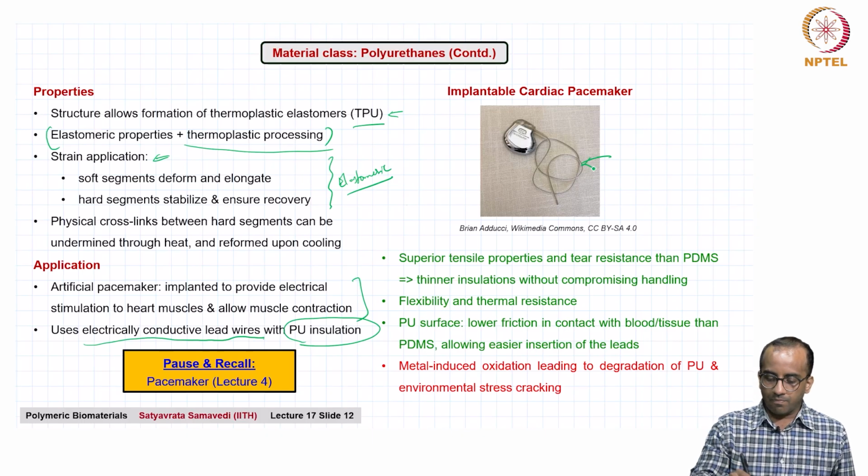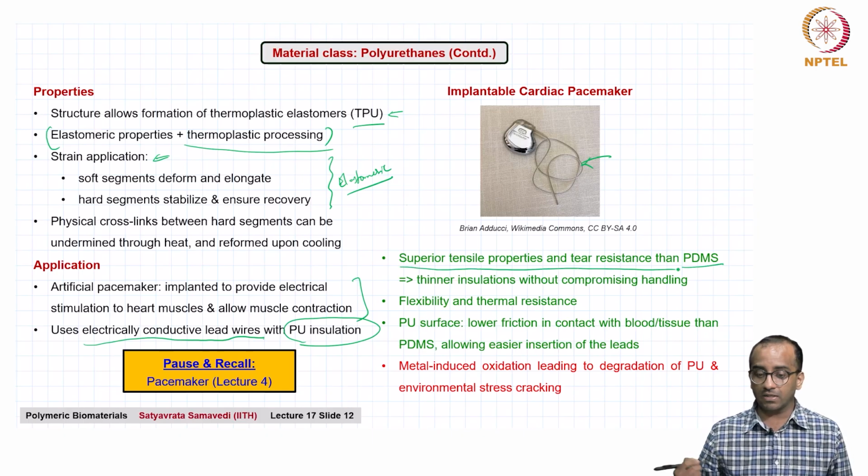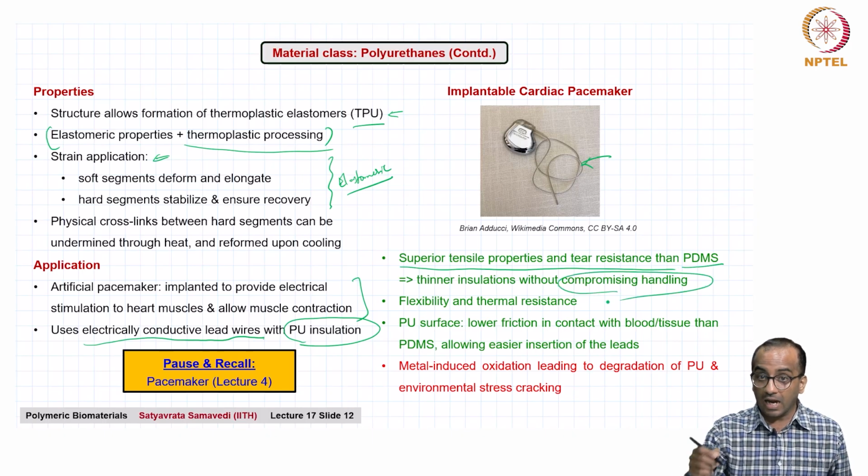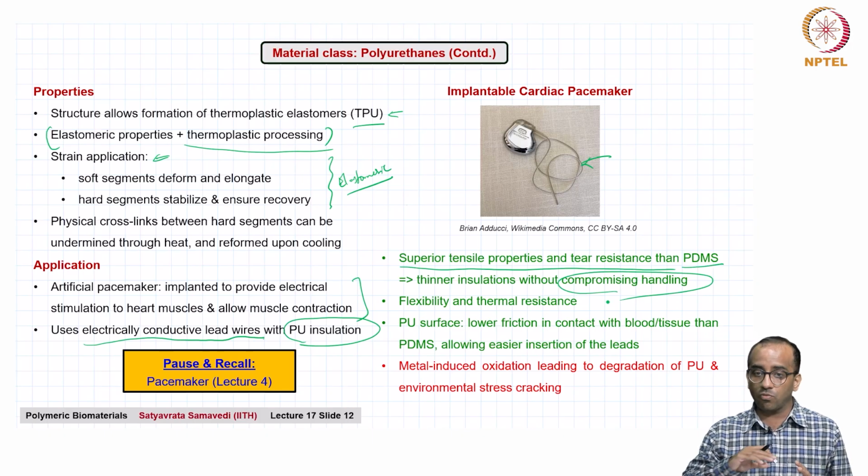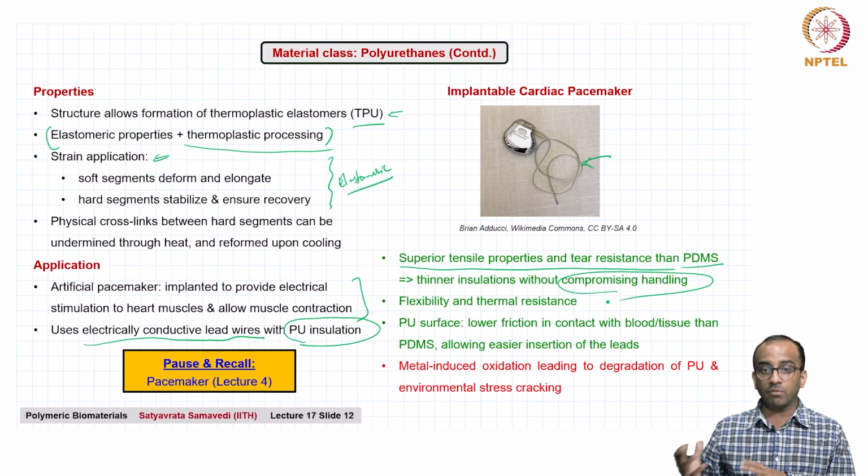And compared to PDMS, for example, which is polydimethyl siloxane, this polyurethane has superior tensile properties and better tear resistance, which means you can come up with very thin insulations without compromising handling and mechanical properties. So when you try to improve one, you shouldn't be compromising the other.